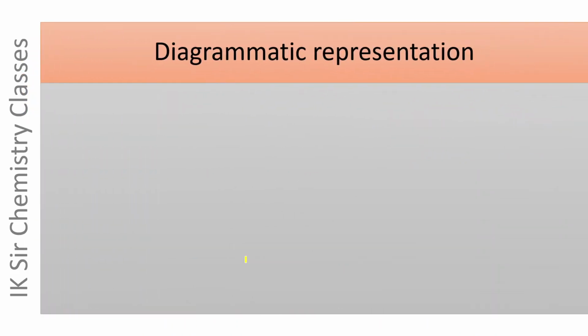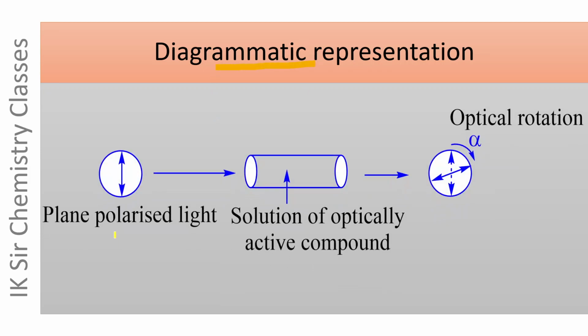Let us illustrate the optical activity of a compound with the help of a diagram. It is plane polarized light. The plane polarized light consists of electromagnetic radiations of the same wavelength and vibrating in the same plane. This plane polarized light is passed through the solution of an optically active compound.